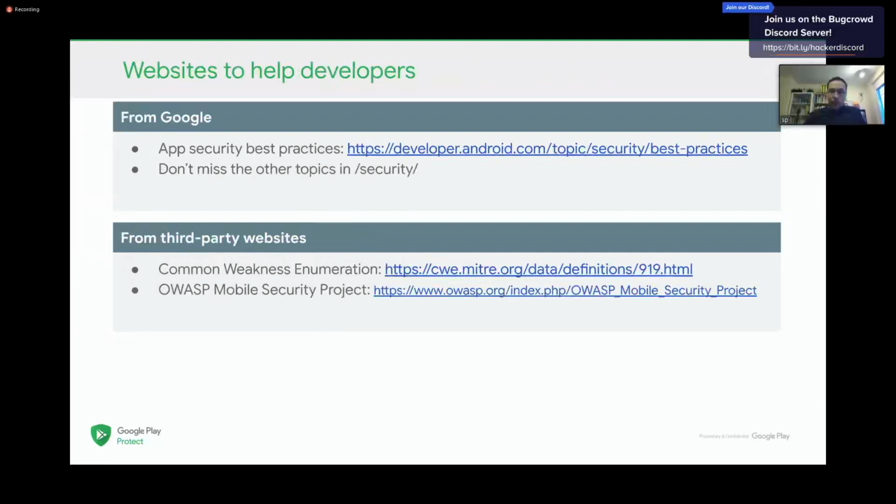If you're a developer and you actually want to understand more, we have a couple of security best practices on the developer.android.com website. There's a couple of other security related topics you want to check out. As far as third-party websites go, the two that I recommend are MITRE.org, which has the Common Weakness Enumeration scheme, which I'm also referring to throughout this presentation, and the OWASP Mobile Security Project on OWASP.org, which is also very interesting to understand what common pitfalls there are in Android security and privacy for applications.